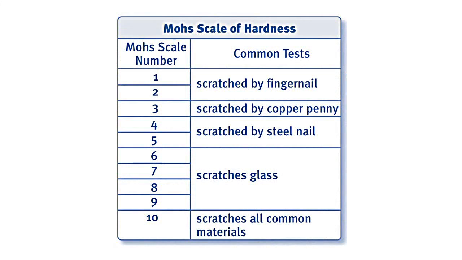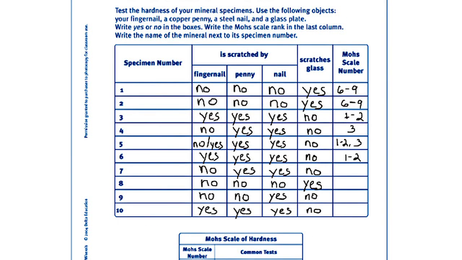After students have tested all 10 mineral specimens, each team should compare their results with the Mohs scale of hardness at the bottom of their activity sheet. Have them suggest a Mohs scale number, or range of numbers, for each mineral and enter it into the far right column on the activity sheet. Verification of the Mohs scale numbers can be done at the end of Activity 6, when the identities of all the minerals have been confirmed.